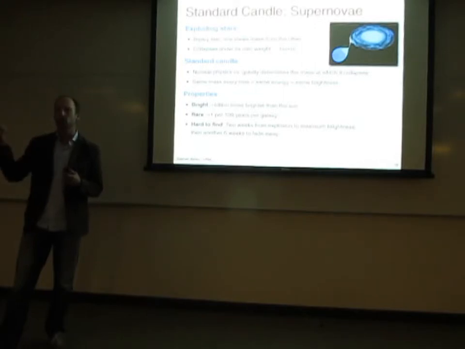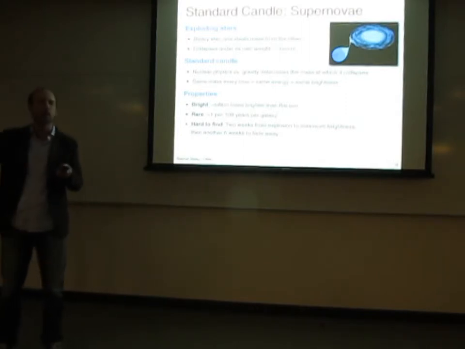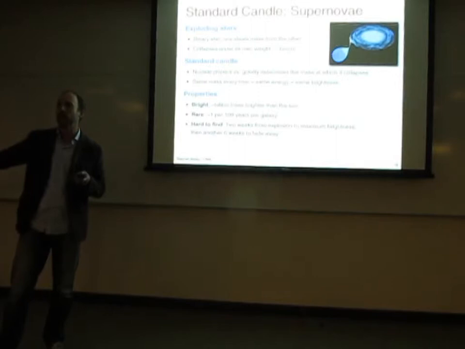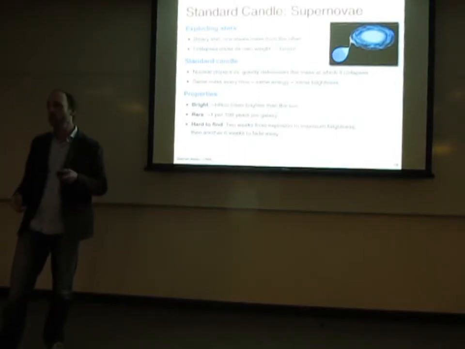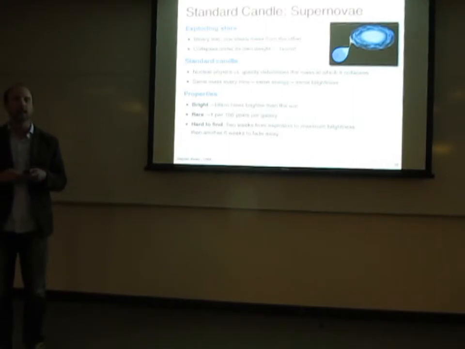And so there's not many of them out there, and they're really hard to find, because when they do go off, they spend about 2 weeks getting brighter, and then they spend about a month getting dimmer again. So you've got this six-week window, about every 100 years per galaxy, to actually find these things. The good news is, as I said before, there's something like 100 billion galaxies out there. And so you just have to go look at a lot of galaxies and try to find these things.